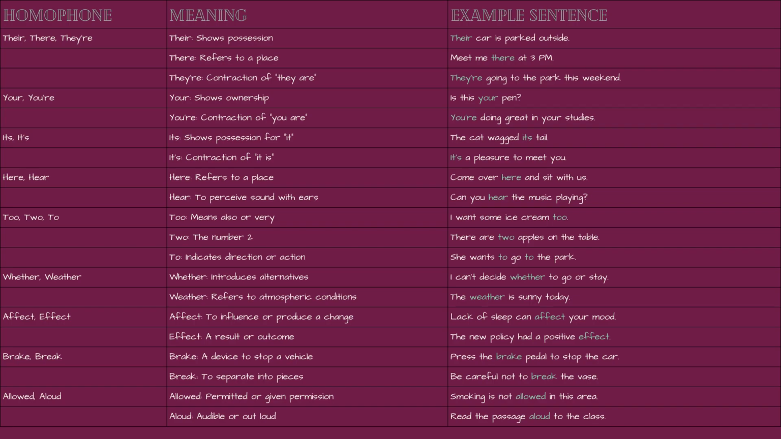Here, HEAR, is to perceive sound with your ears. Can you hear the music playing? Too, two, and to. TOO means also or very. I want some ice cream too. TWO is the number 2. There are 2 apples on the tree. TO indicates direction or action. She wants to go to the park.